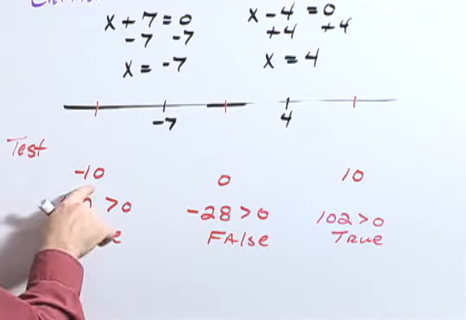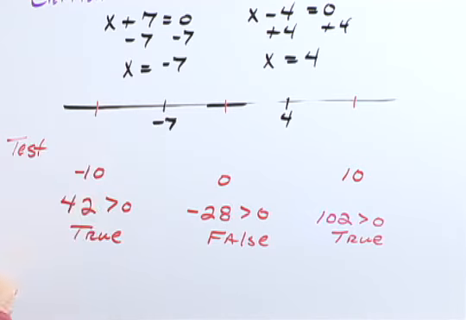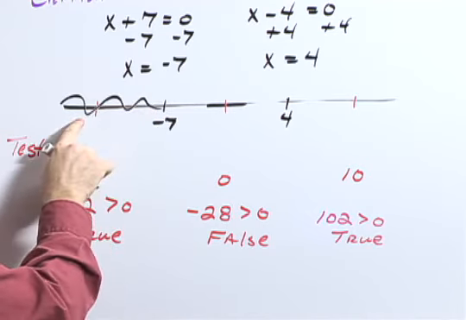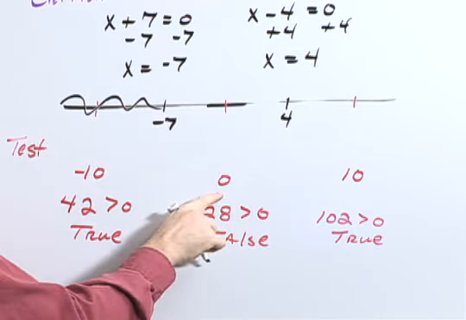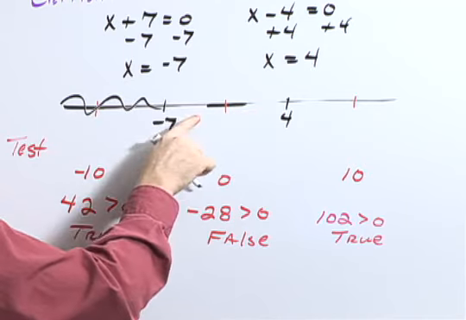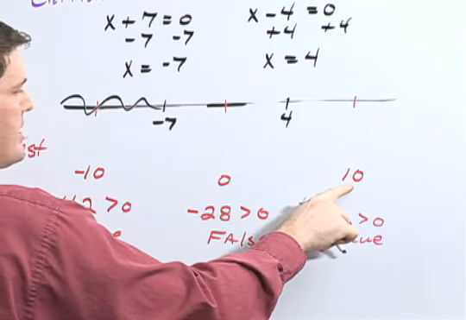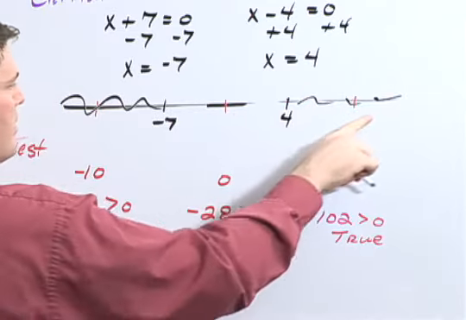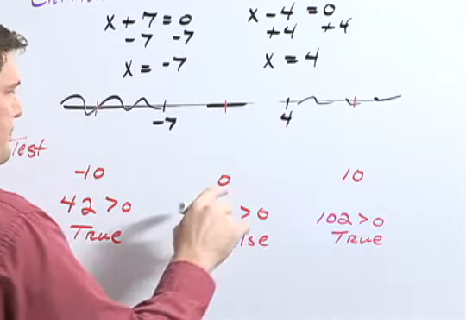Since negative 10 gives me a true answer, I know that my solution set lies within this region. Since 0 gives me a false answer, I know that this does not contain my solution set. And since 10 is a true answer, I know that it also is within this region.